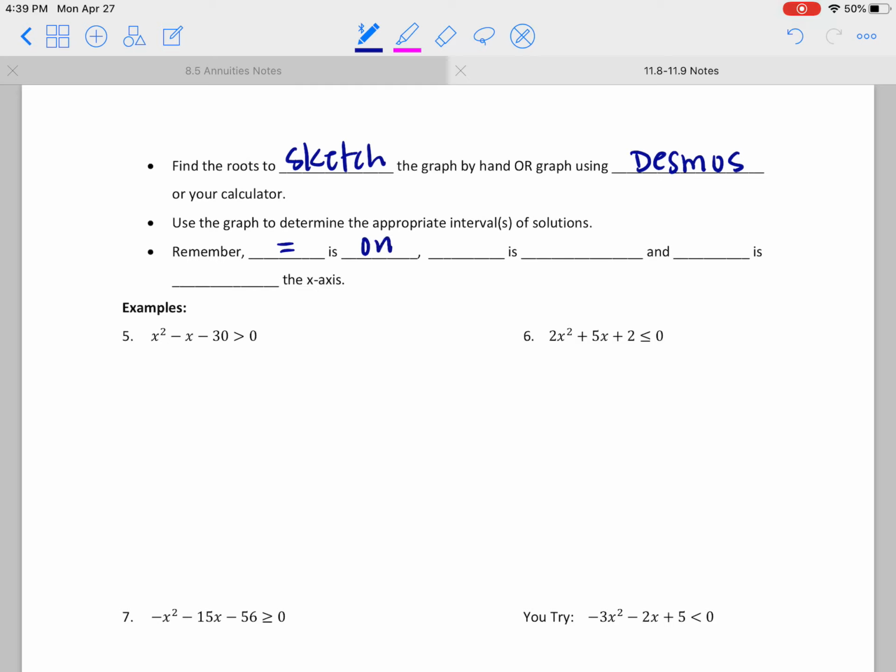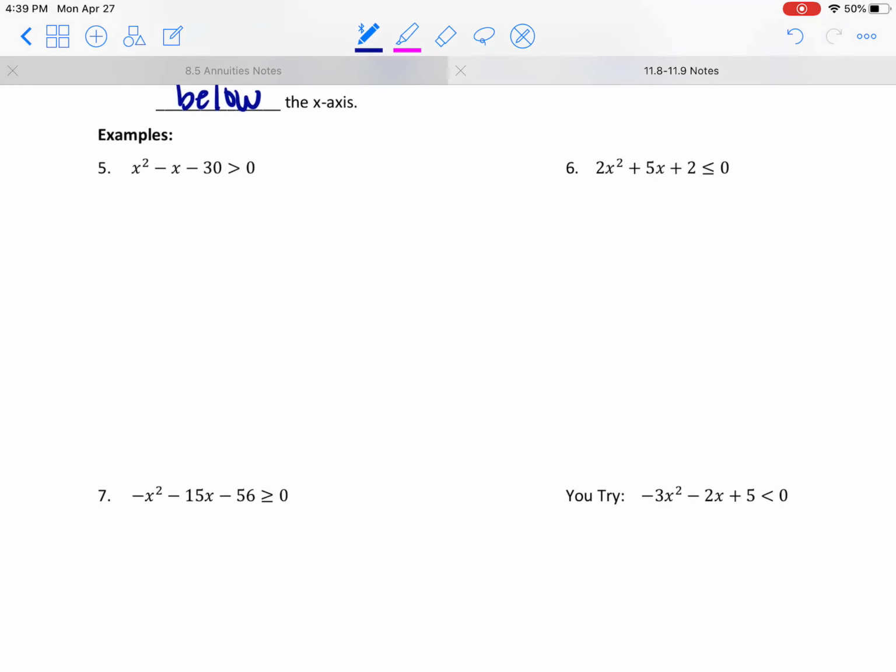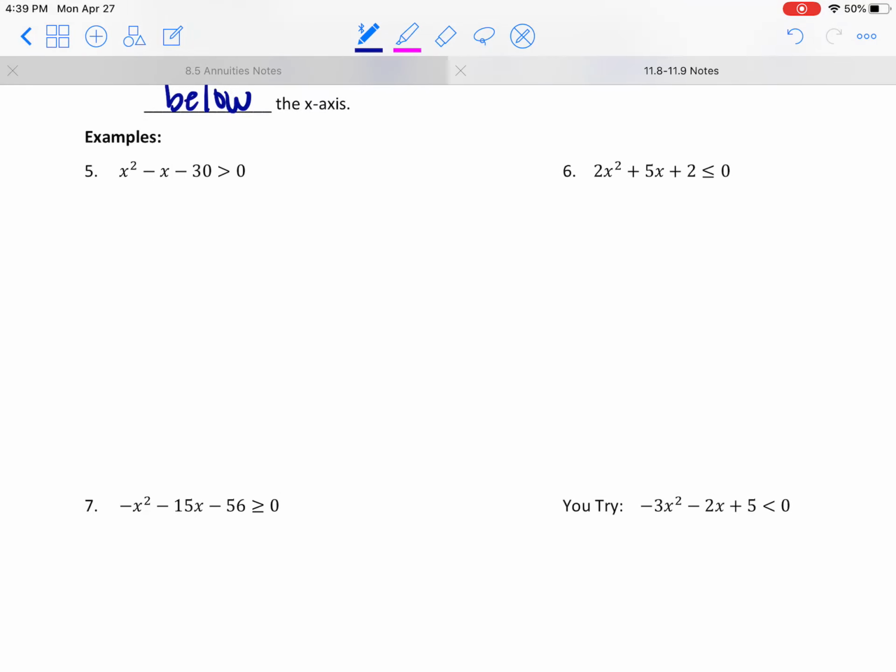Are we looking above, below, what are we doing? So remember, equal is on, greater than is above, and less than is below. Okay, those are the keys to this.